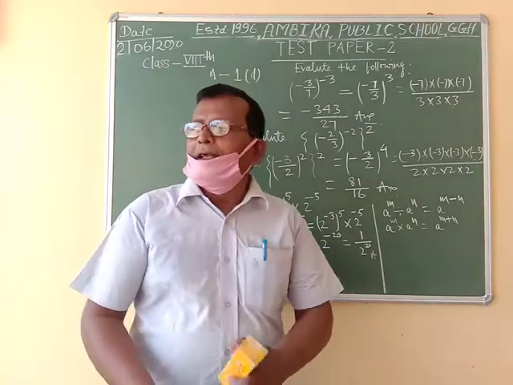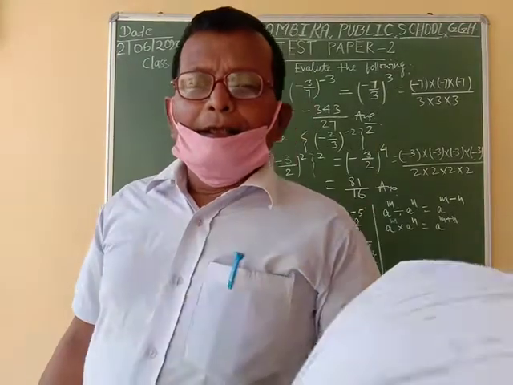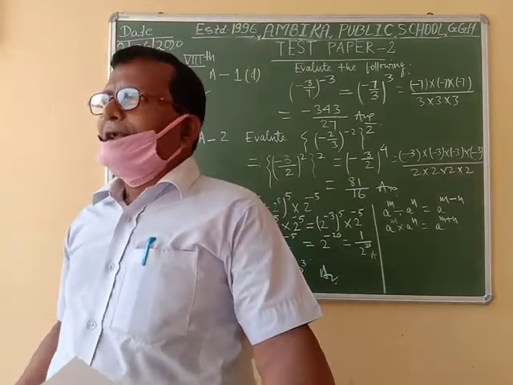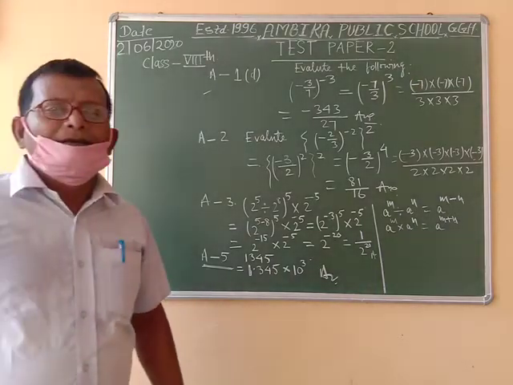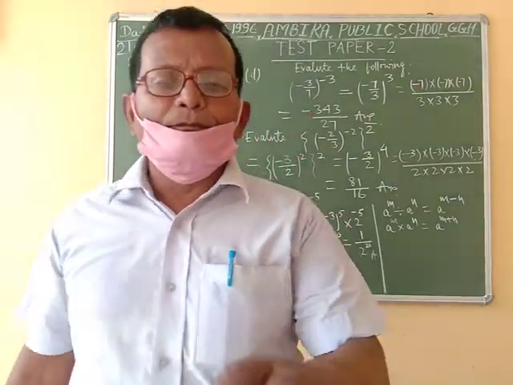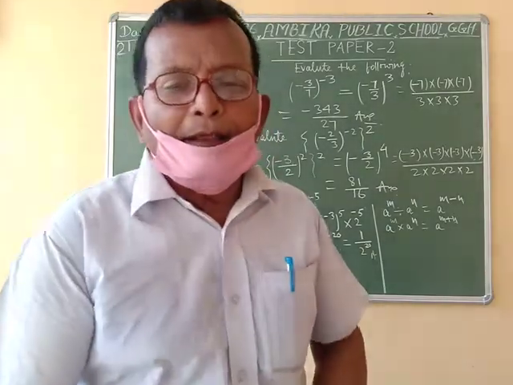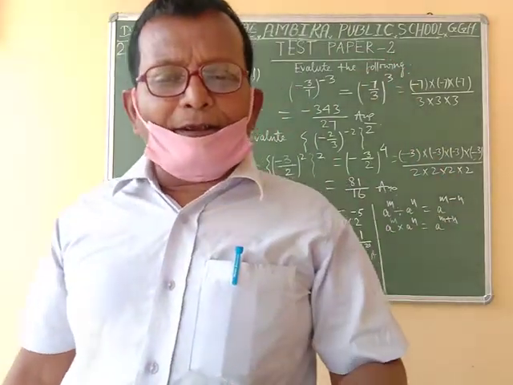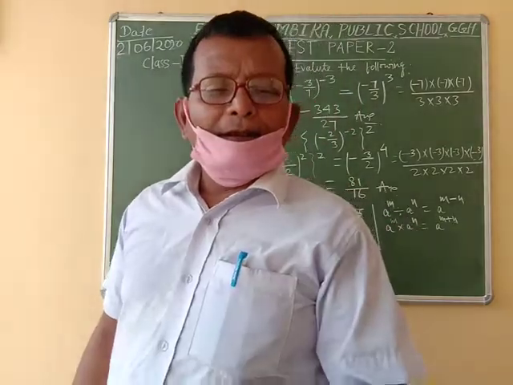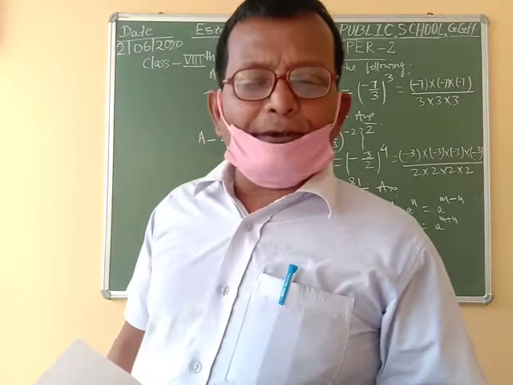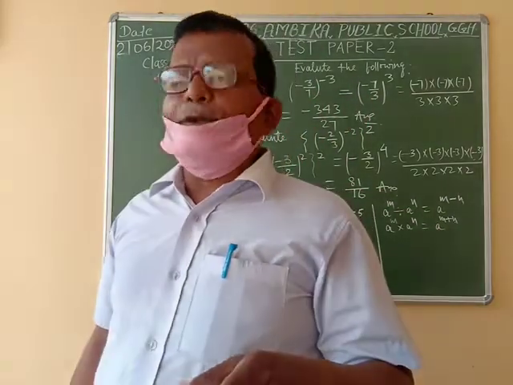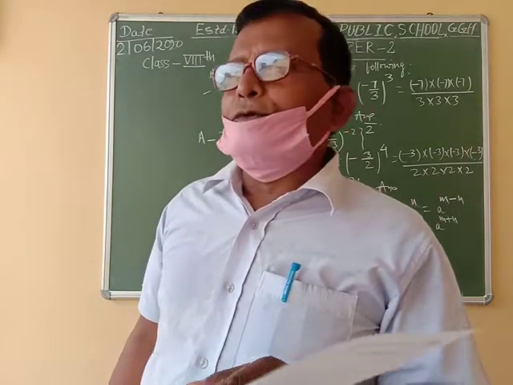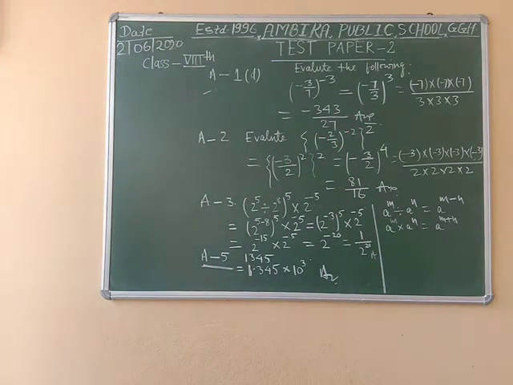In the next class, I will start squares and square roots. You have learned in the previous class. And 6 number question, similarly you will solve B, C and 6 number questions of test paper 2. All questions are very easy. I hope that there will be no problem to solve this exercise.